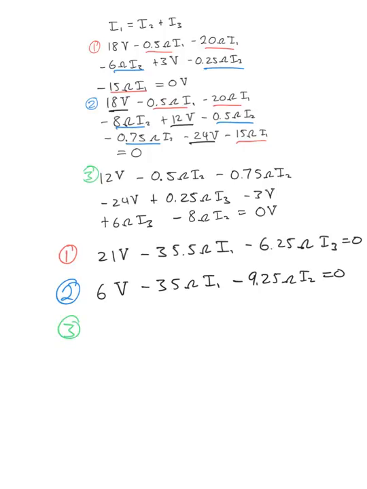Finally, we can do our third equation. Our voltages, we have plus 12 volts minus 3 volts minus 24 volts, which turns out to be minus 15 volts.